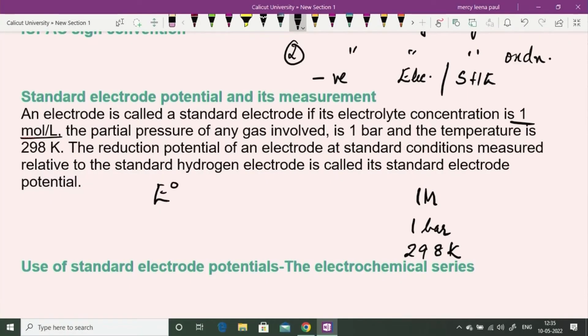If I am maintaining the standard conditions for a particular electrode, I represent that as E naught. So, what does it show? This electrode is under standard conditions: solutions at 1 molar, gases at 1 bar pressure, and temperature at 298 Kelvin.